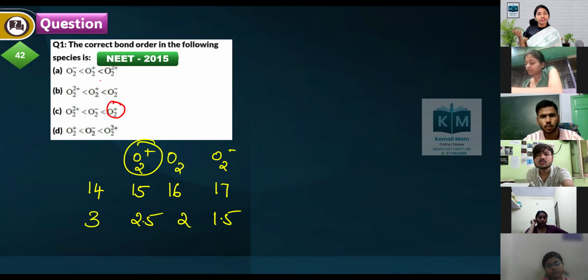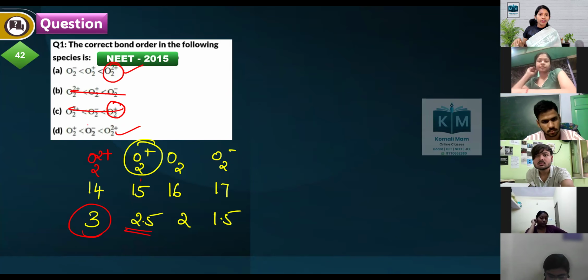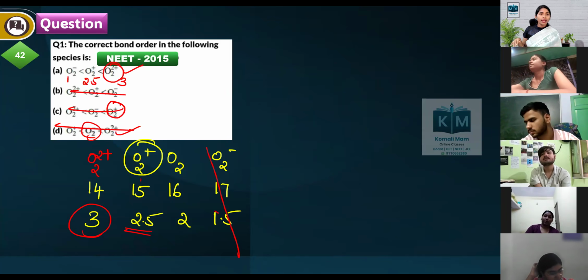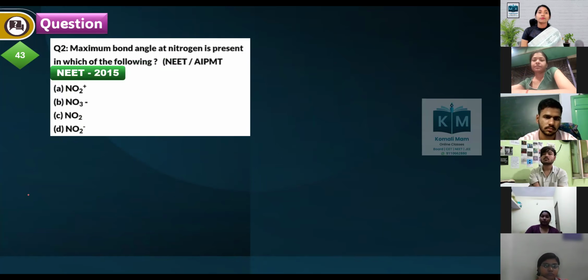Okay, different species they have given. O2 2 plus is the highest bond order. Then I will choose these two options. And in this next one is O2 plus. O2 plus is 2.5. Here O2 minus is 1.5. So I'll eliminate this. This is 3, this is 2.5, O2 minus is 1.5. Option 1 is the correct answer.